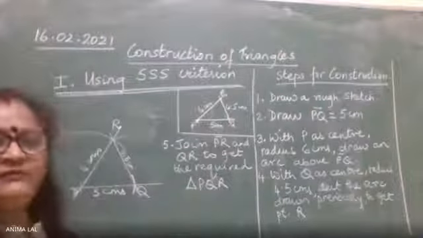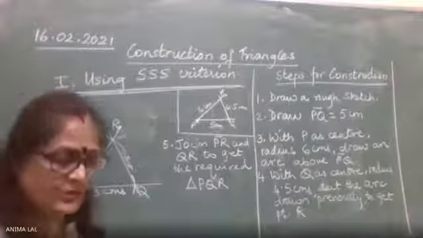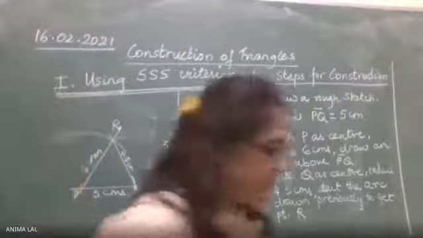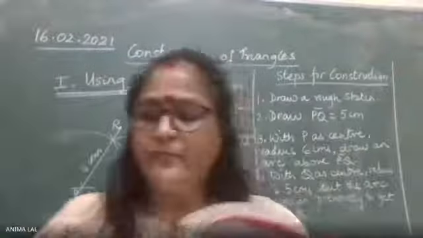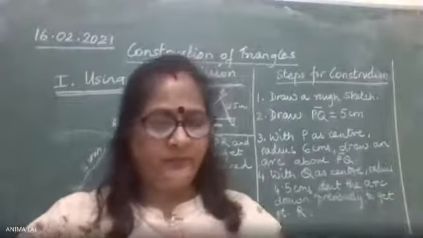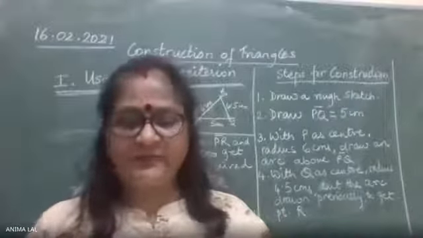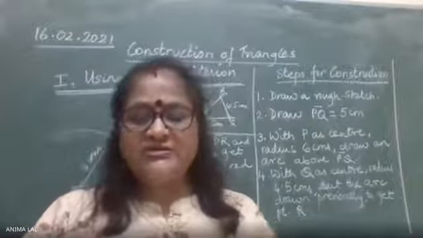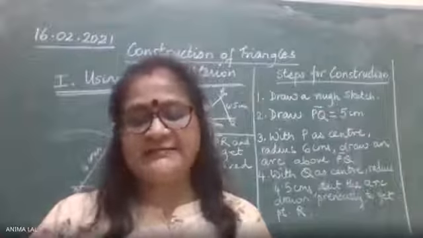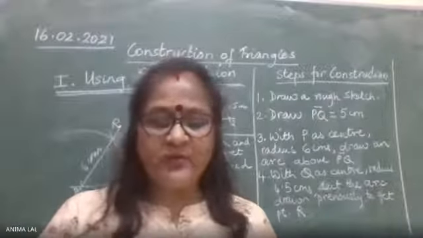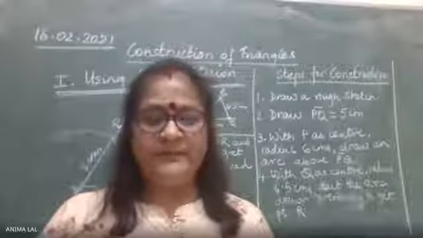Right, for your homework, you are going to do exercise 10.2. There are a few sums given out there. Let me check. There are just 4 sums given. Construct triangle XYZ in which XY is 4.5 centimeters, YZ 5 and ZX 6. Same method you are going to follow. Construct an equilateral triangle. Equilateral triangle, all the 3 sides are equal. So all the 3 sides will measure the same.